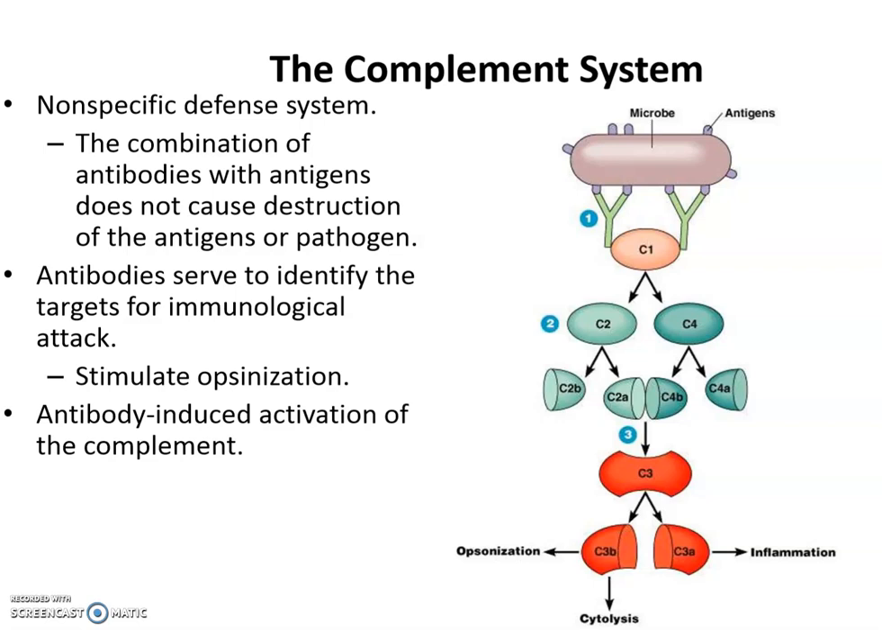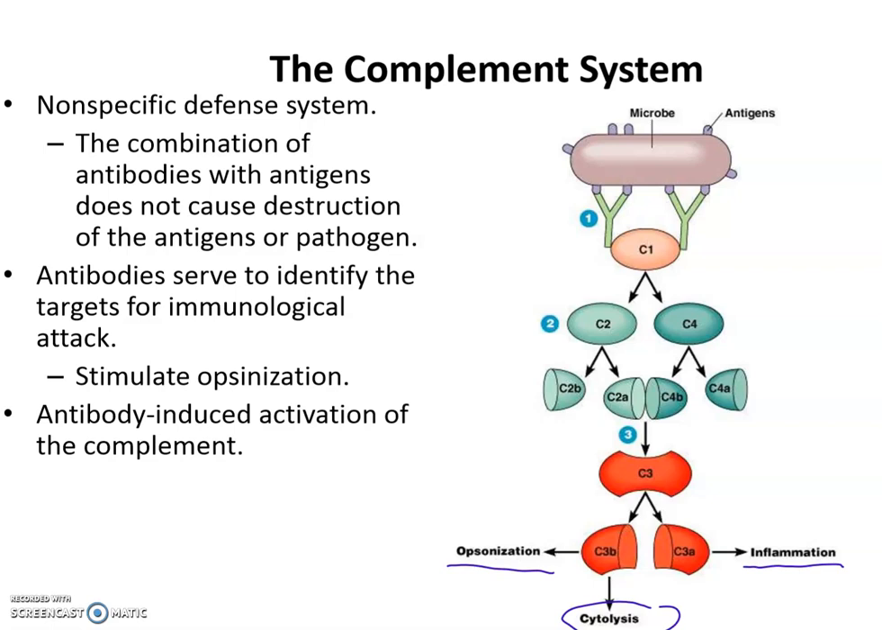Now, the main three results of the complement system would be opsonization. That means labeling of a pathogen so that macrophages have an easier time eating it up. Enhancement of inflammation is another result of the complement system. And then very important is cytolysis. That means we're going to drill a hole into the surface of the bacteria, and then the cell contents will leak out, and then you're lysing the cell, basically.